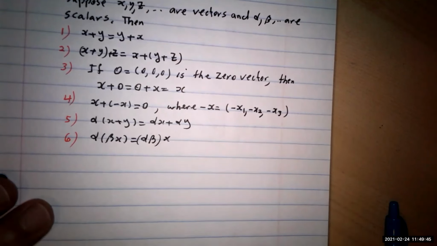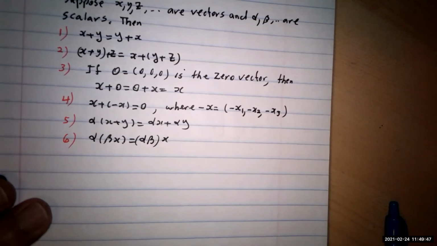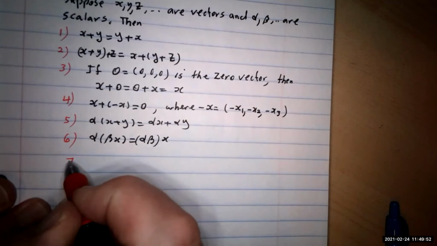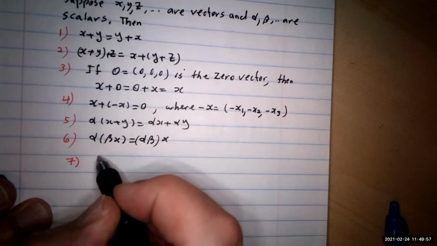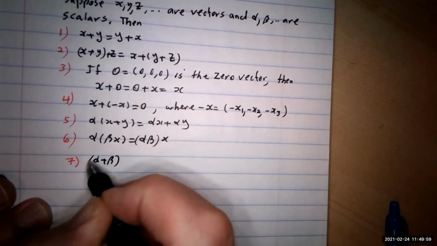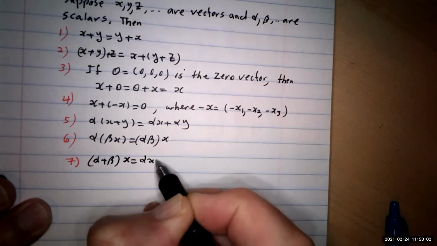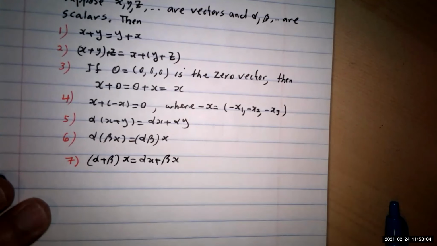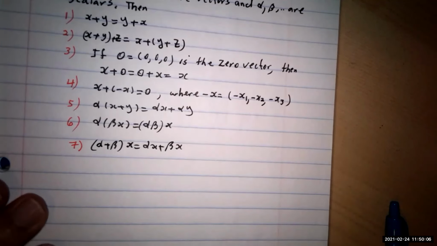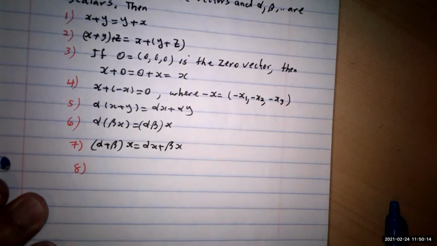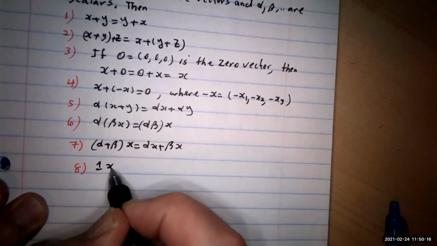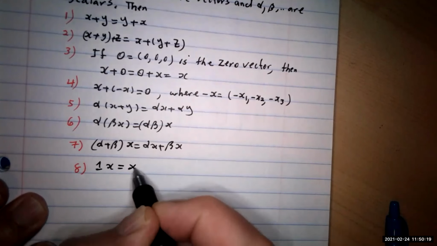It's like 2 times 3x would be 6x. And the other thing that we can do is number 7. If you have alpha plus beta, two numbers, you can distribute it. They're all clear, but we write them down for completeness. Eventually we have the vector 1, and 1 times x would be equal to x.